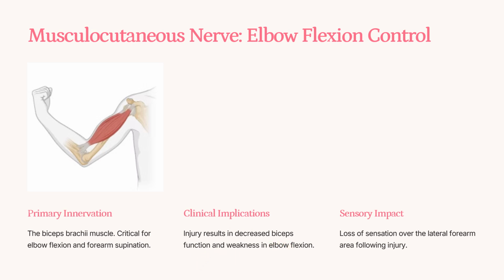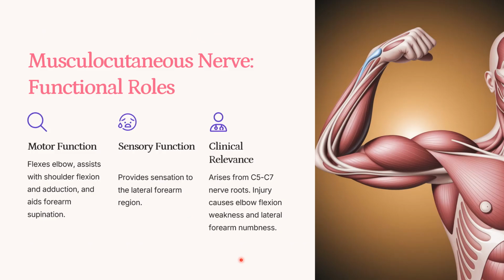There is one more aspect of the musculocutaneous nerve, where it will provide sensation to the lateral forearm region. So that is another one which we need to remember, along with providing function to the biceps brachii. So the musculocutaneous nerve will arise from C5, C6, C7 nerve roots. Hence when this is injured, it will result in weakened elbow flexion as well as lateral forearm numbness.